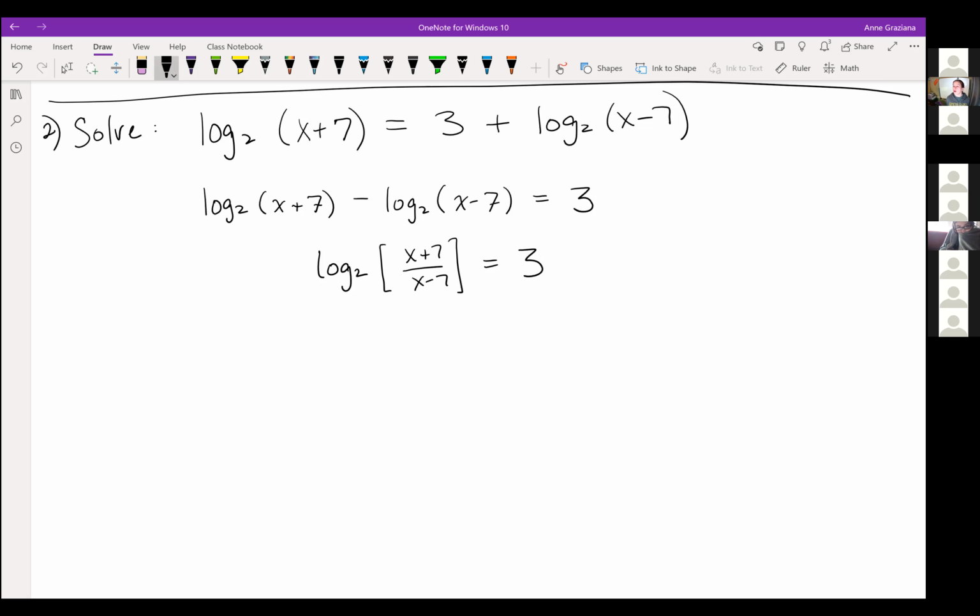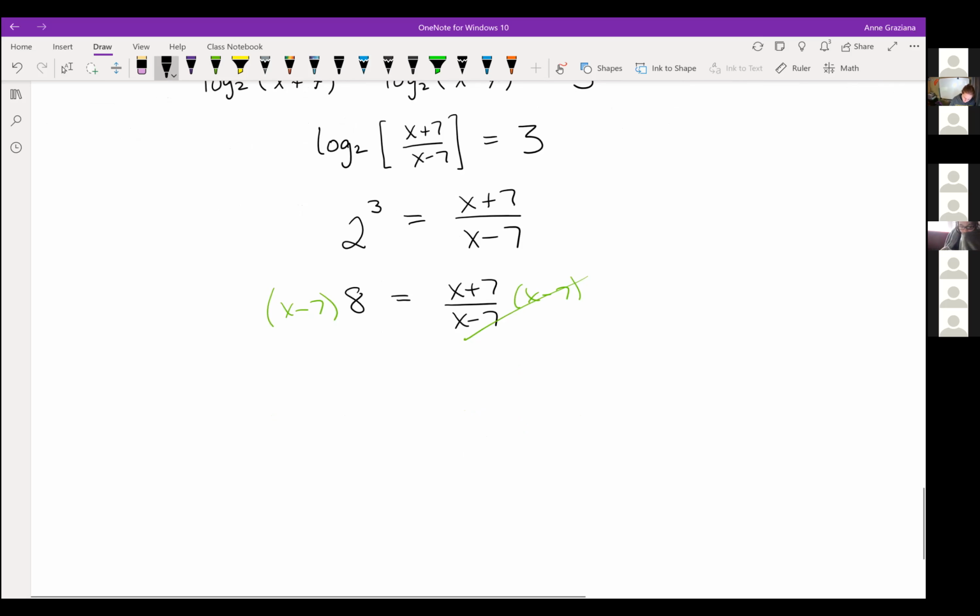D'Angelo, what do you think? Oh, Abil. 2 to the third. Yes, we need this 2 to the third is going to equal the stuff inside. Okay, you have to write that. All right, so here's 8. We're going to multiply both sides by x minus 7. And you get 8x minus 56 is equal to x plus 7.